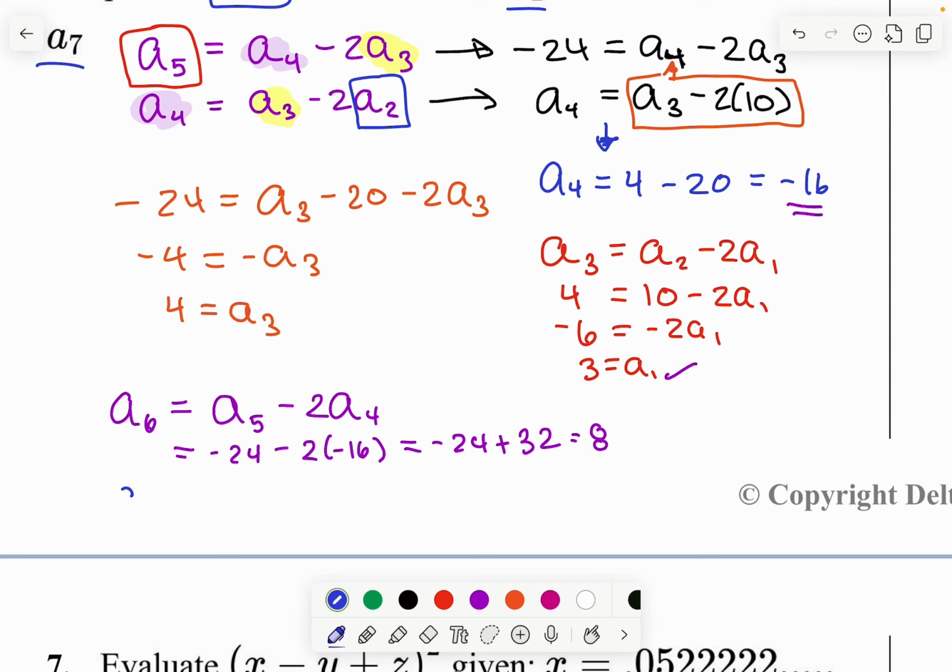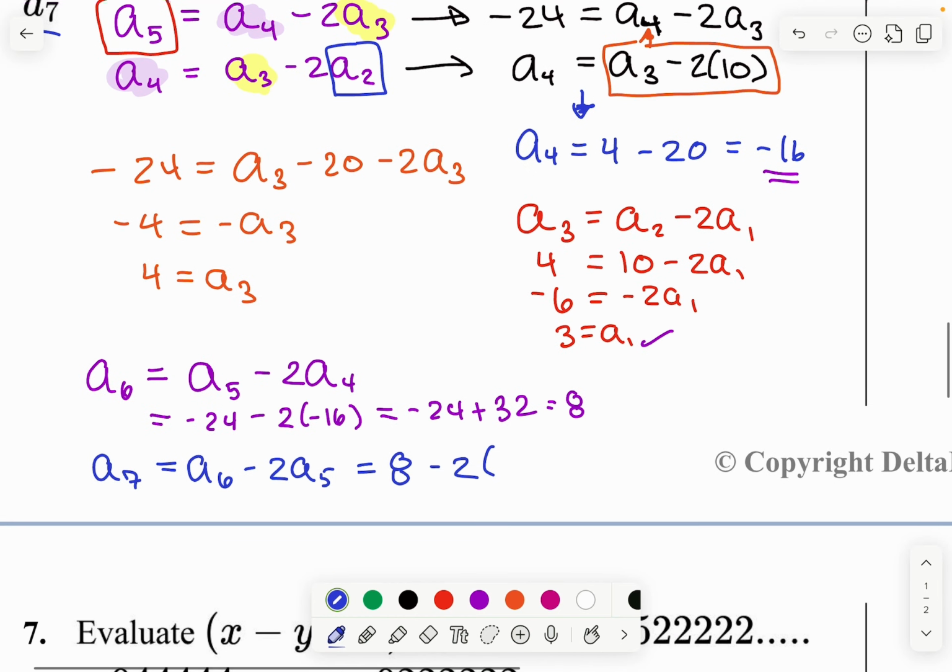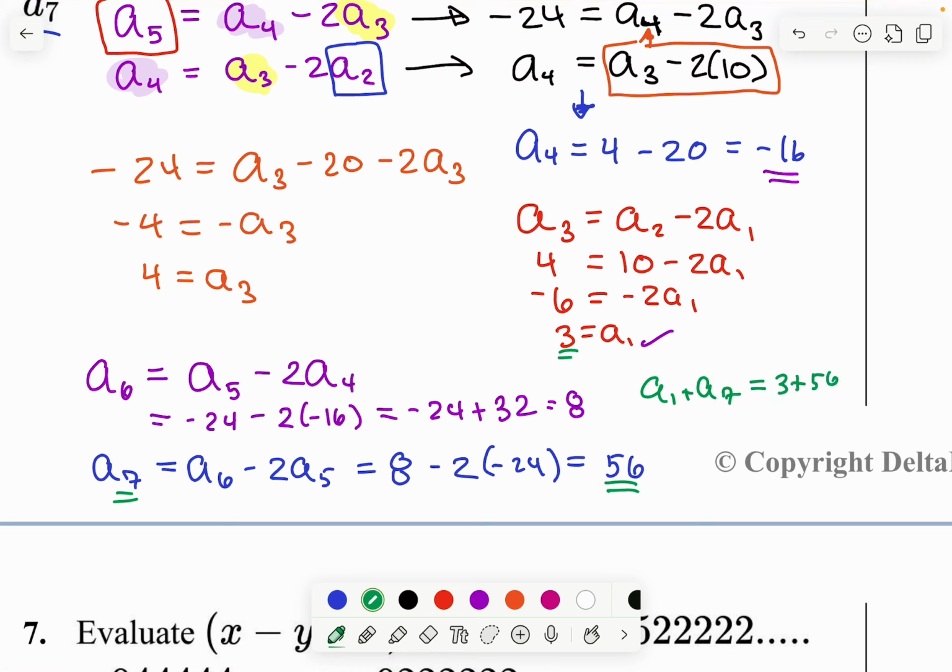And so now A7 is equal to A6 minus 2A5. A6 we just learned is an 8. A5 we were told is negative 24. Okay, and so that becomes 8 plus 48. 8 plus 48 is 56. And so now we arrive at the fact that A7, which is 56, plus A1, which we learned is a 3, is 3 plus 56, which is 59.